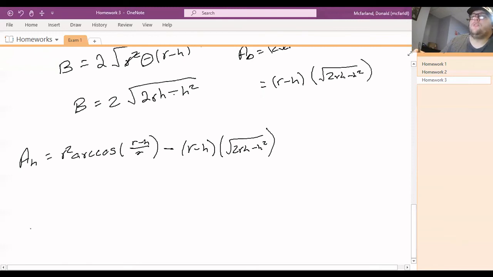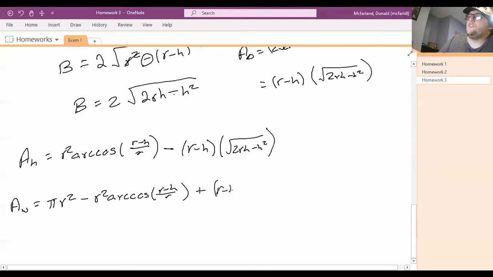So now we can finally calculate the cross-sectional area of the water displaced, which is just the total area, pi r squared, minus the AH, which is r squared times arc cosine of r minus h over r. Keep in mind, this is a minus, so now this will become a plus. R minus h, square root of 2rh minus h squared.